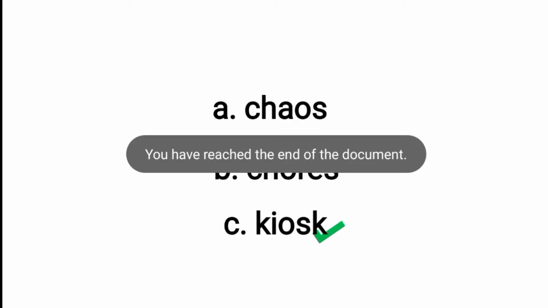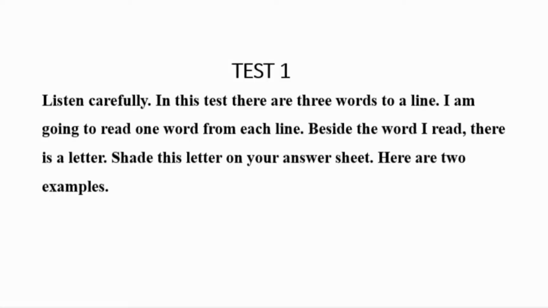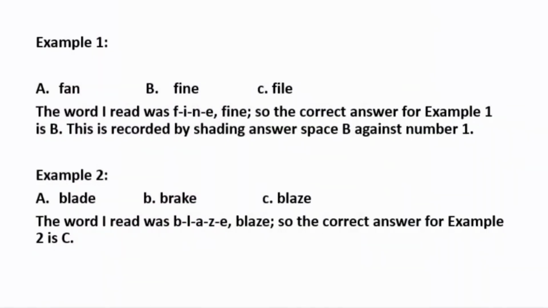Now let's proceed to answer the rest of Test 1, 2, and 3. Test 1. Listen carefully. In this test, there are 3 words to a line. I'm going to read one word from each line. Beside the word I read, there is a letter. Shade this letter on your answer sheet. Here are 2 examples. Example 1. Fine. The word I read was F-I-N-E, fine. So the correct answer for example 1 is B. This is recorded by shading answer space B against number 1.